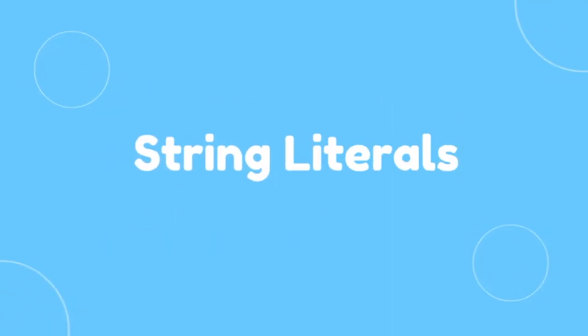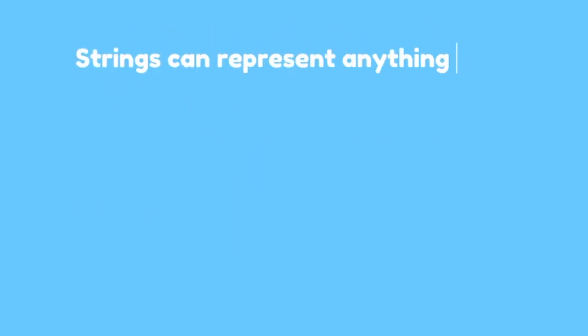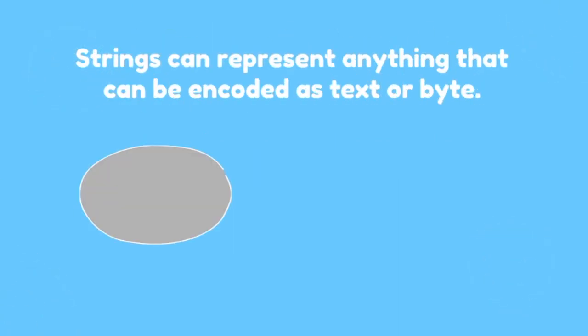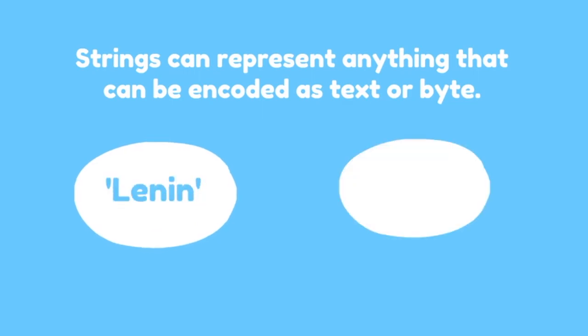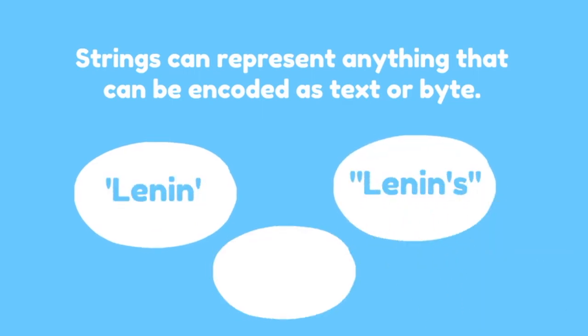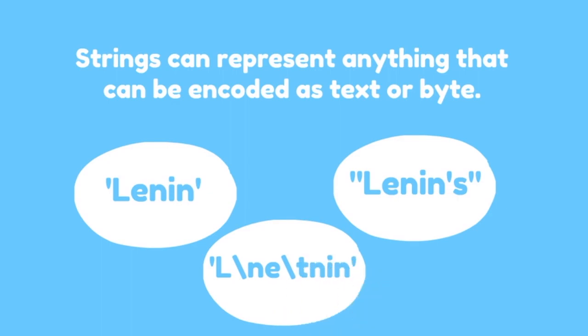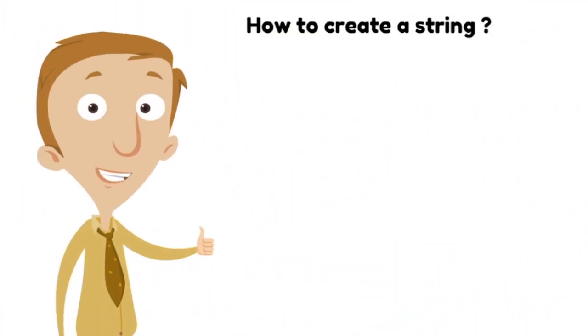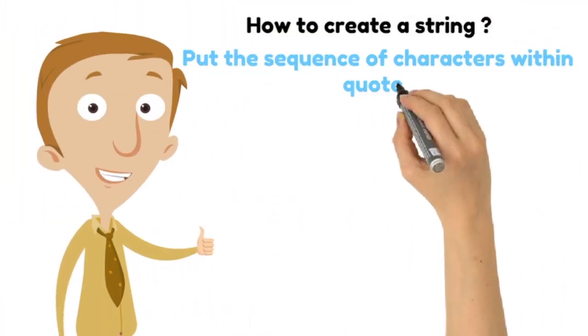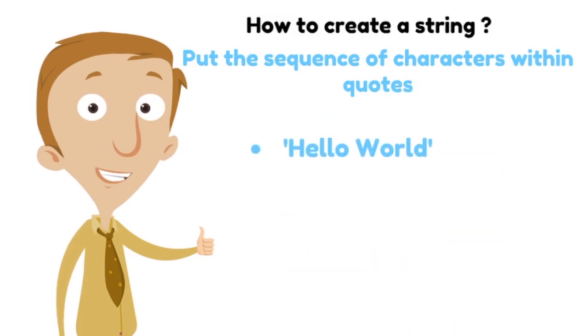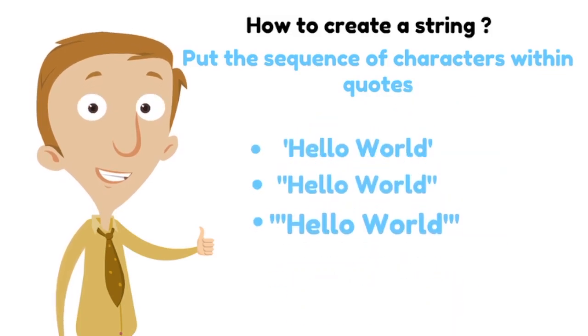Let's talk about string literals. Strings are anything that can be represented or encoded as text or byte. For example, this is a string, this is a string, and this is also a string. Now, how to create a string? To create a string, put the sequence of characters within quotes. It can be single quotes, double quotes, or even triple quotes.